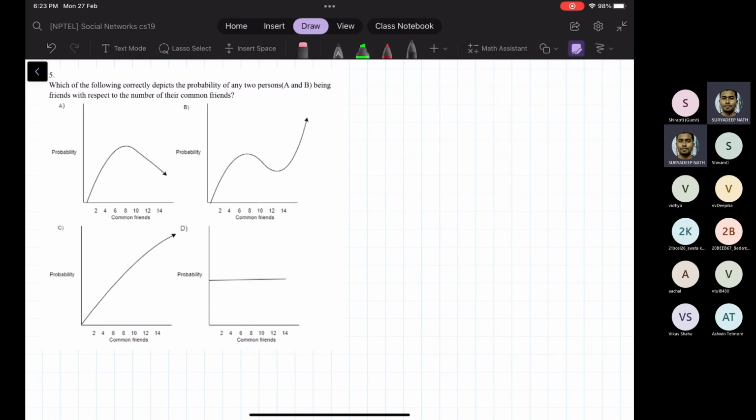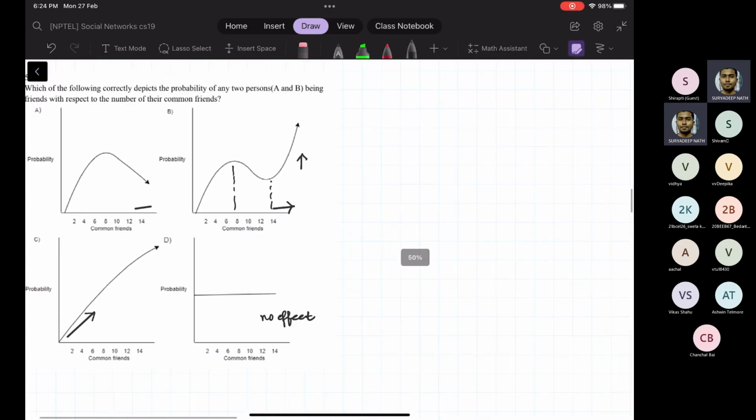Question 5 says, which of the following correctly depicts the probability of any two persons A and B being friends with respect to the number of common friends? The first graph says that as your number of common friends increases, you move along the x-axis, so the chances of becoming friends increase, and after a certain point it decreases. Option B says it increases till a certain point, then there is a dip, and after that there is again an increase in probability. In option C it linearly increases with the number of mutual friends, and option D says that mutual friends have no effect on the probability of a friendship existing between two people.